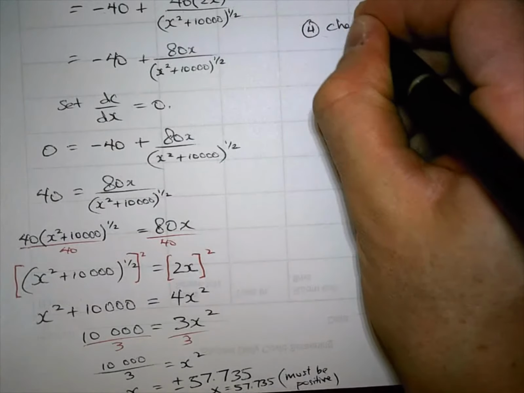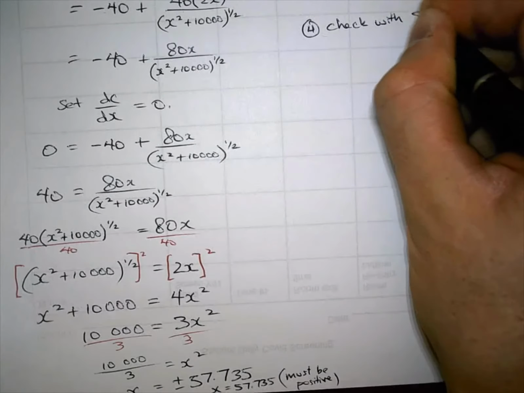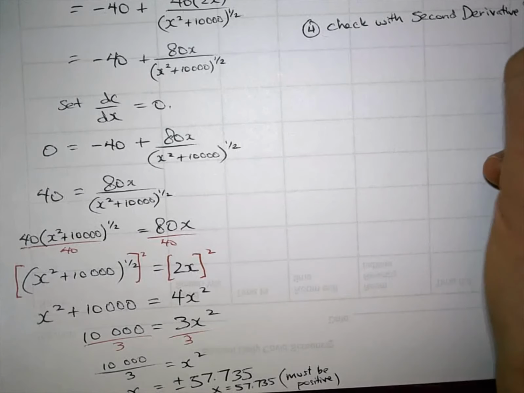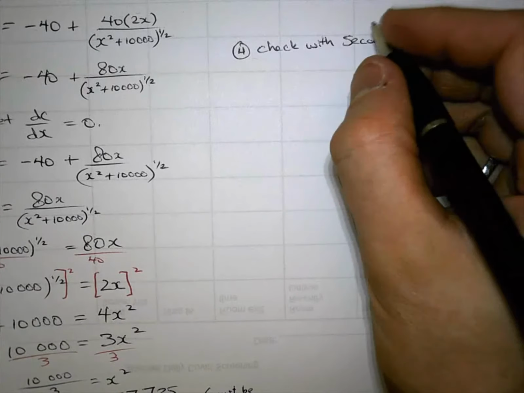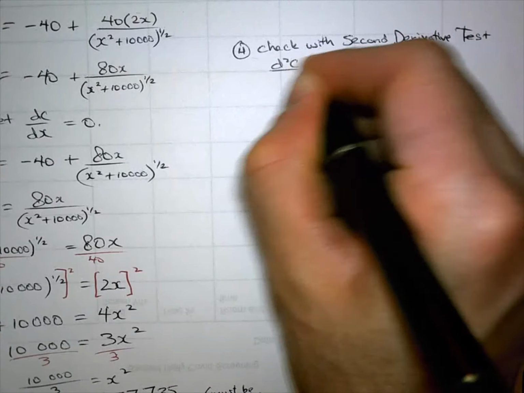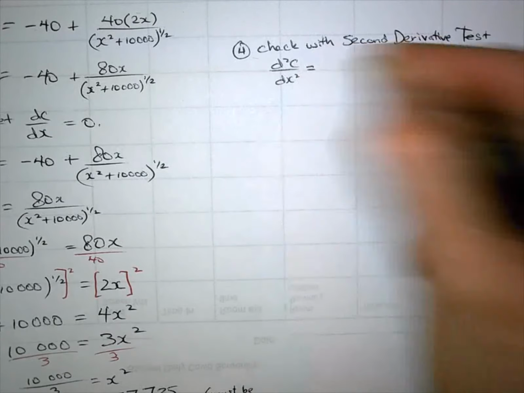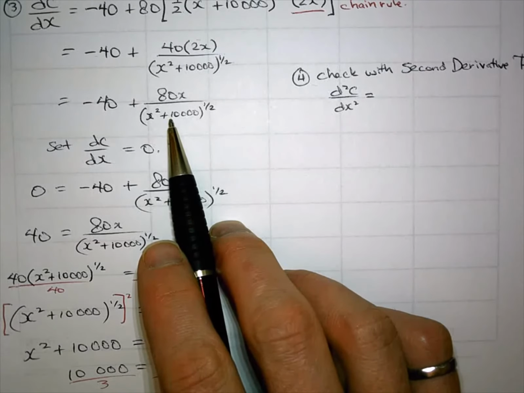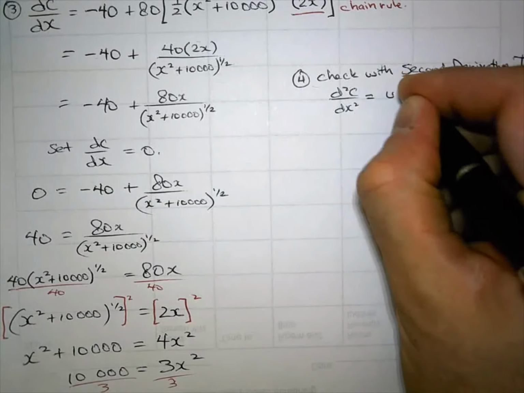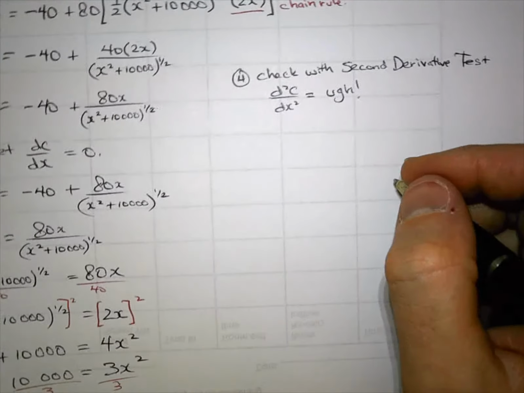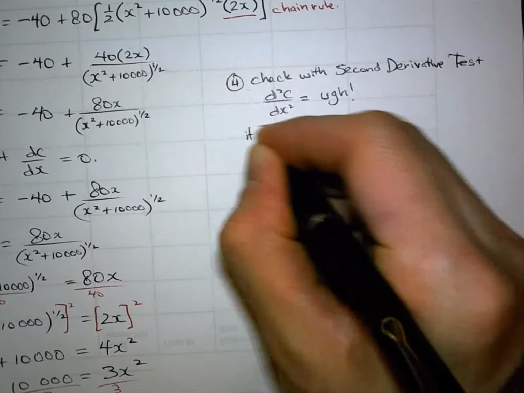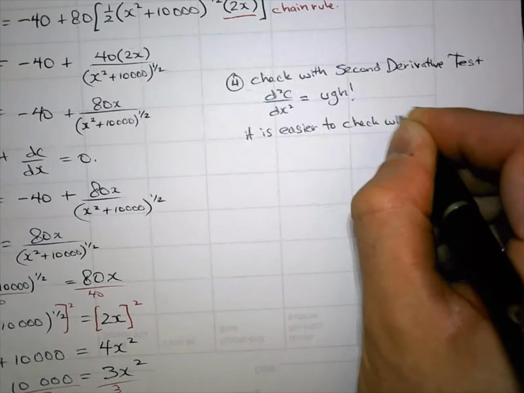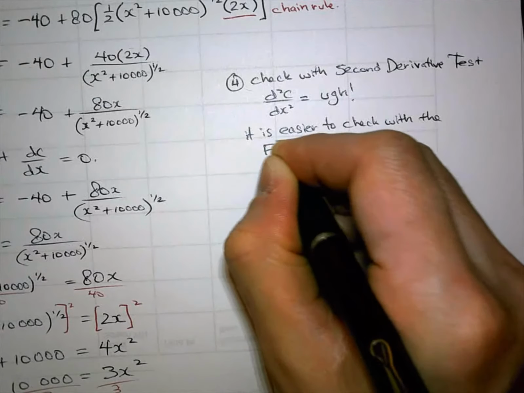Check with the second derivative test. Remember, I'm going to check to see if it's positive or negative. That'll tell me if it's a min or a max. But if you think about taking the square root of this, where's my derivative? It's here. Oh my god, I don't want to do that. That sounds horrible. So I'm going to say I don't want to do that. It is easier to check with the first derivative test.